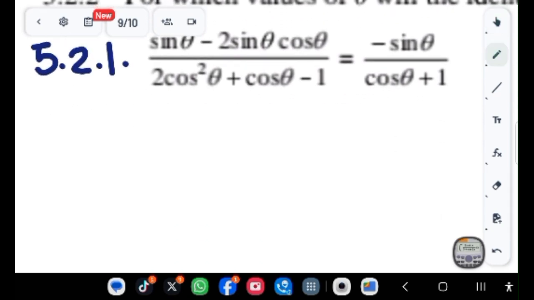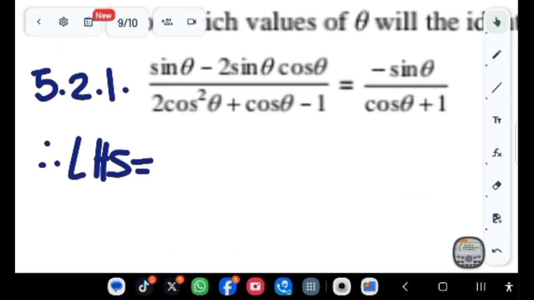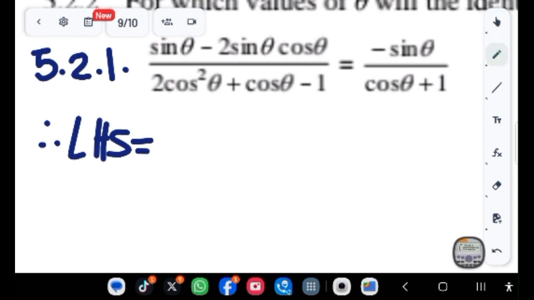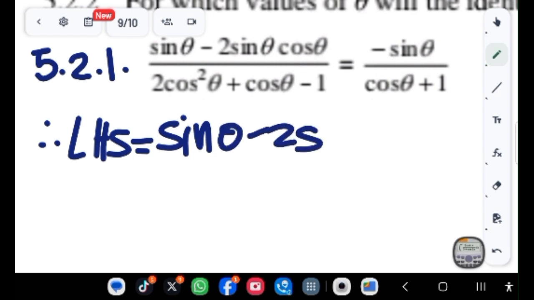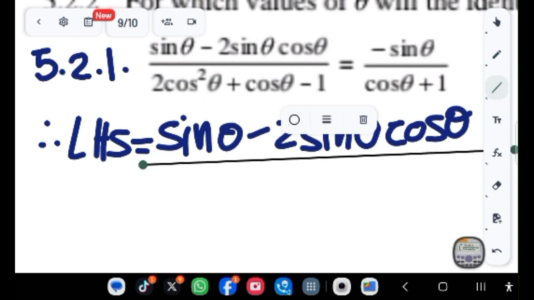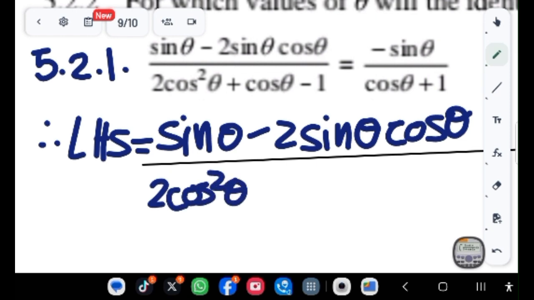Therefore, the left hand side equals sine of theta minus 2 sine of theta cos of theta. You can already see a common factor you can take out over there. Then at the bottom we've got 2 cos squared theta plus cos of theta minus 1.